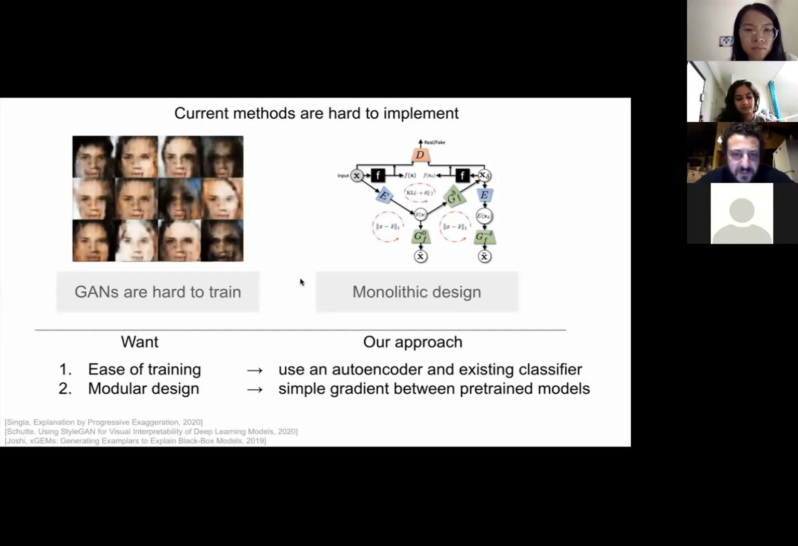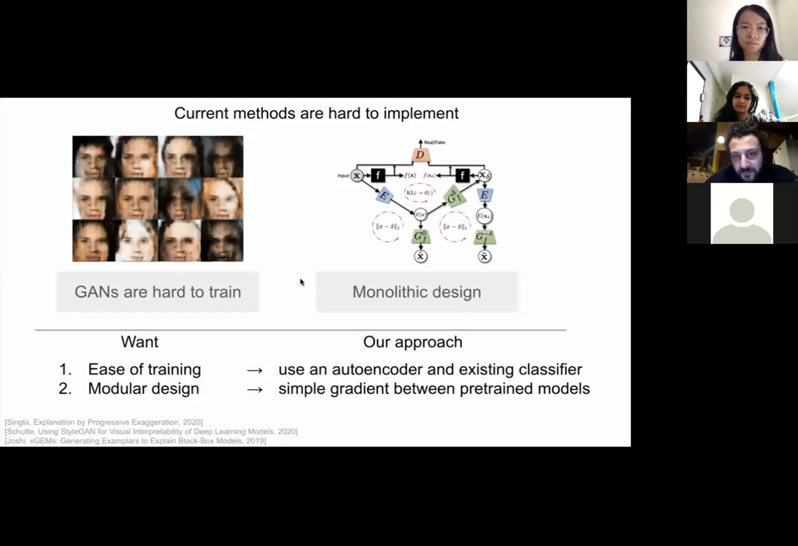Also, some of these existing methods have a really monolithic design, right? The classifier and the method that generates these images are all one big monolithically trained model, which is, for one, really difficult to implement and train, and two, doesn't give us a modular design. So what we'd like to do is take any existing classifier that takes in pixels and be able to generate these explanations for that existing model, right? And also not have to rely on GANs. So these are the two design principles.